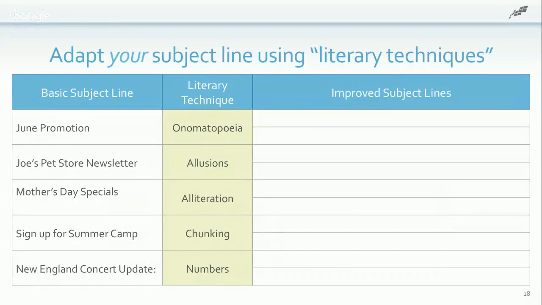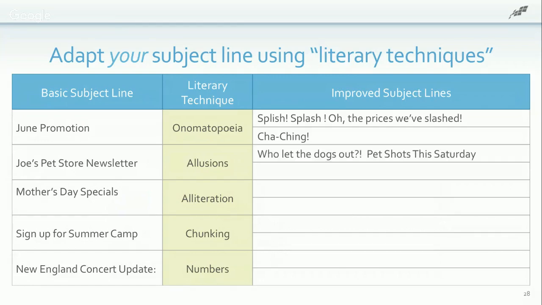So, June promotion, onomatopoeia: splish splash, show the places we've slashed. Cha-ching, send sort of a message. Joe's Pet Store newsletter, allusions: Who let the dogs out? Pet shots this Saturday. Fido's got 99 problems, but fleas ain't one. Refer to something in popular culture to get people's attention.